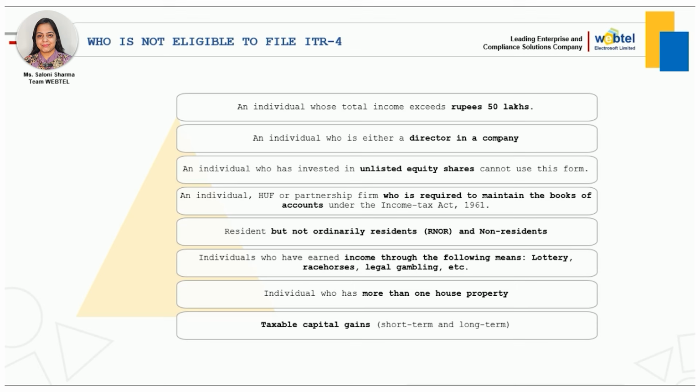Residents but not ordinarily resident and NRI persons are also not allowed to file an ITR 4. And individuals who have income from other sources, like lottery income, race horse income, legal gambling, etc., and individuals who have income from more than one house property, or taxable capital gains, short term or long term, are also not eligible to file an ITR 4.